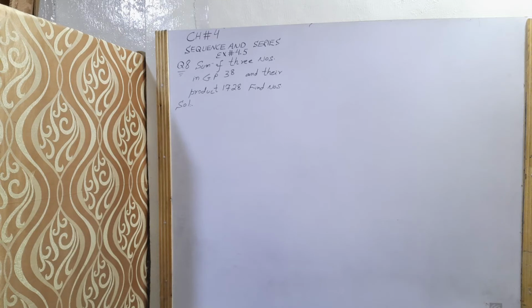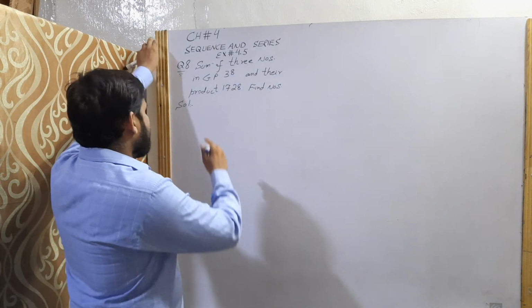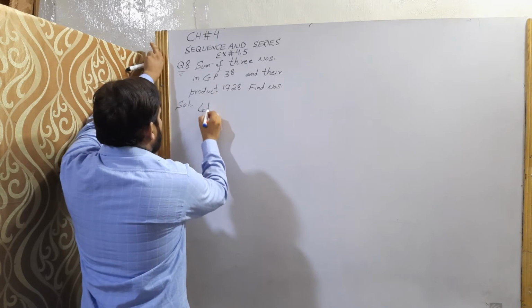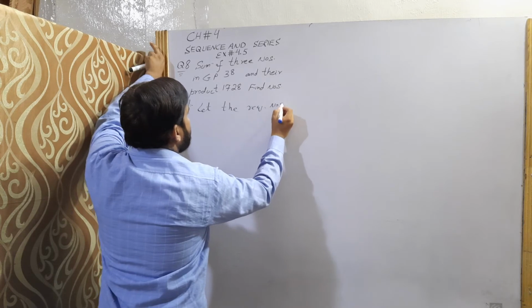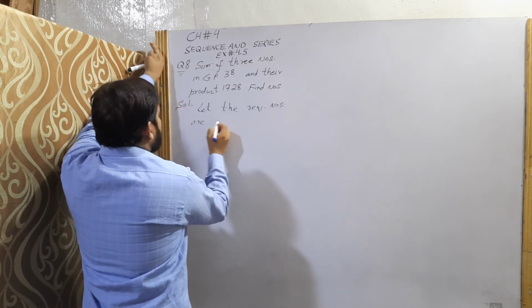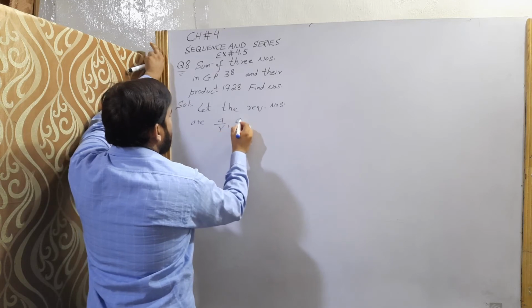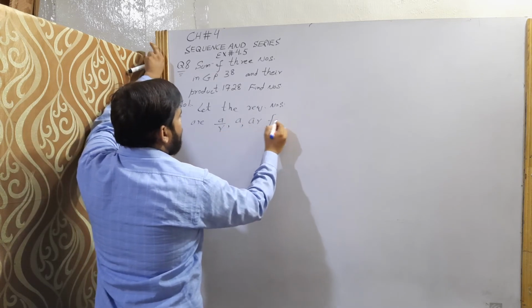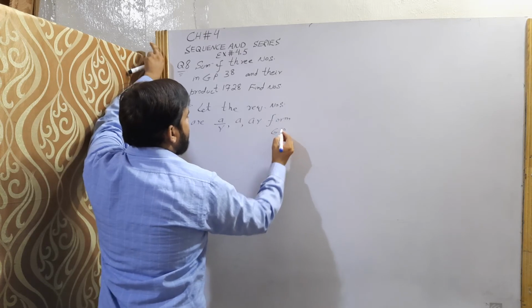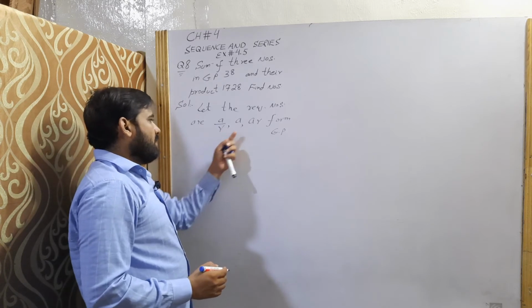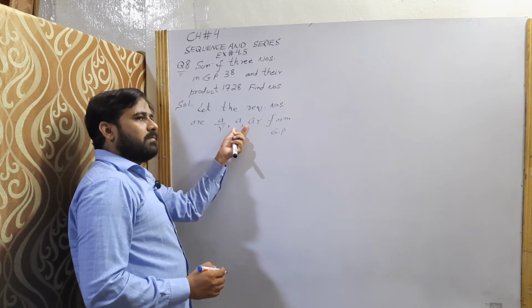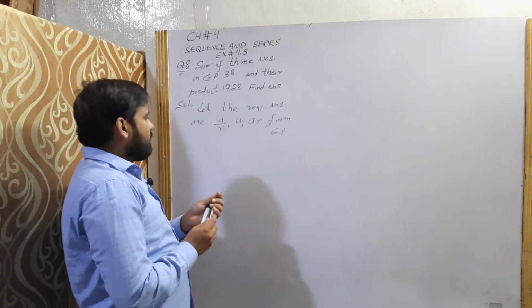Next question, question number 8. The sum of three numbers in geometric progression is 38 and their product is 1728. Find the numbers. Let's start. Let the required numbers be A over R, A and AR. They form a geometric progression, because if we divide the second term by the first term, this gives us R. If we divide the third term by the second term, this gives us R. So it is a geometric progression.